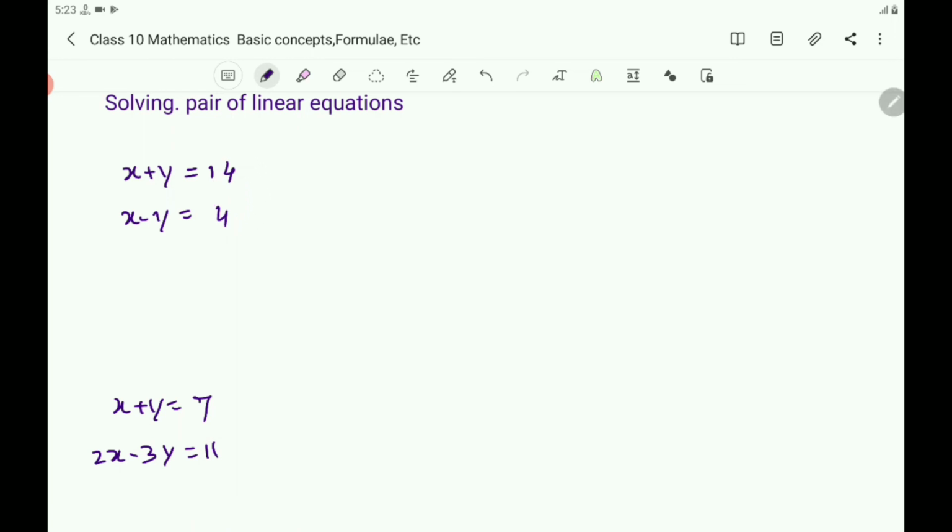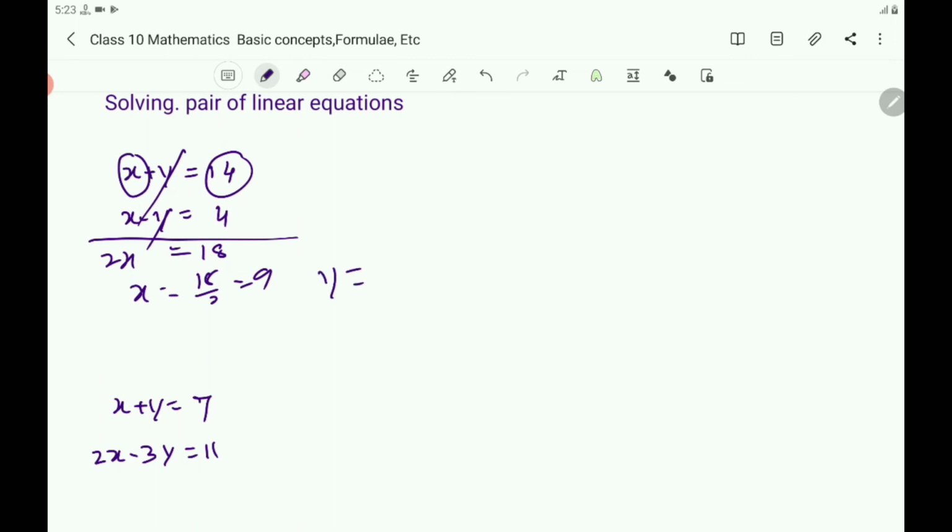But if you don't know the answer by the trial and error method, here plus is there, here minus is there, they are having the same coefficient. In this case you can cancel these two and you add these two. That becomes 2x equals 18 and x equals 18 by 2, 9 you will get. And if you got x equals 9, 9 plus 5 is 14, 9 minus 5 is 4. Directly you will get y equals 5.